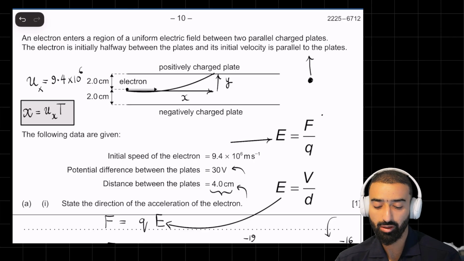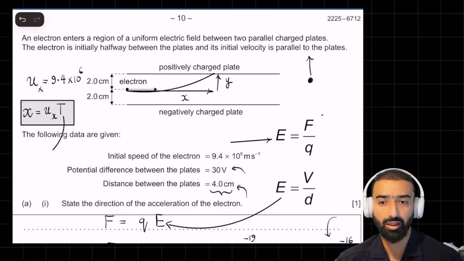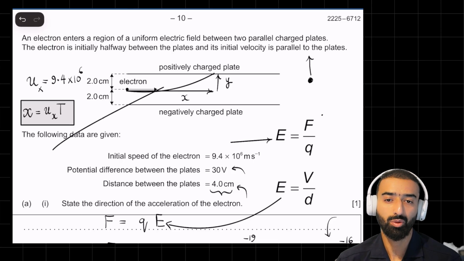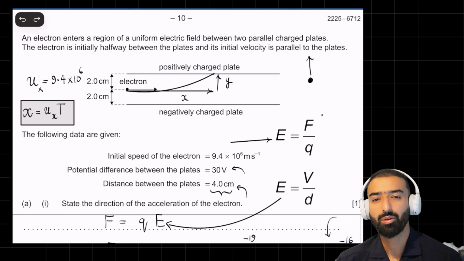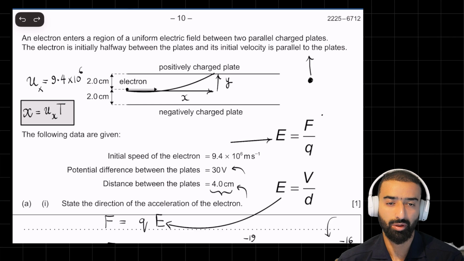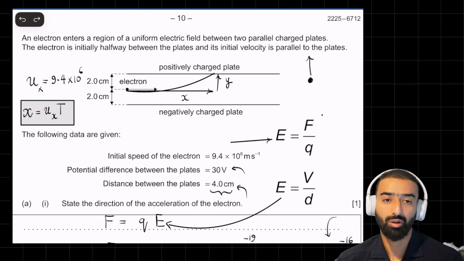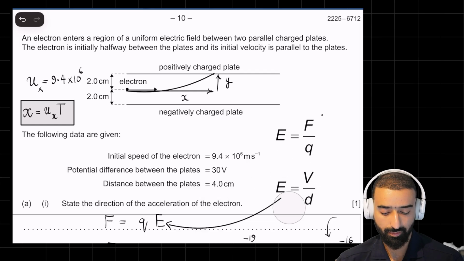So the bottleneck is this capital T. We somehow need to find the time the electron is moving until it hits the top plate. So how do we find the time the electron is in motion? For that, we need to focus on the vertical displacement. Let's try and do that.